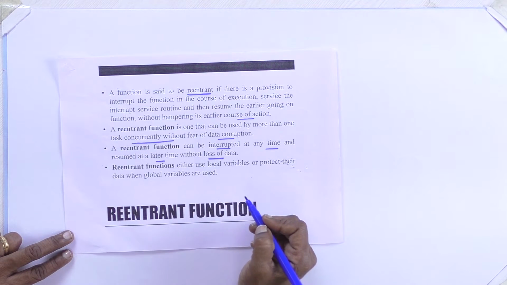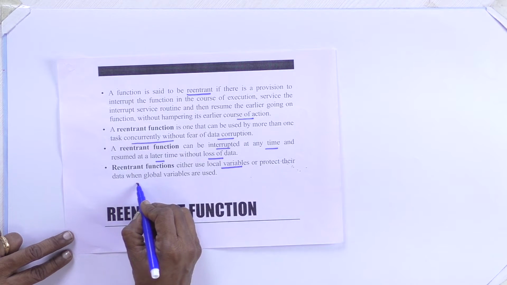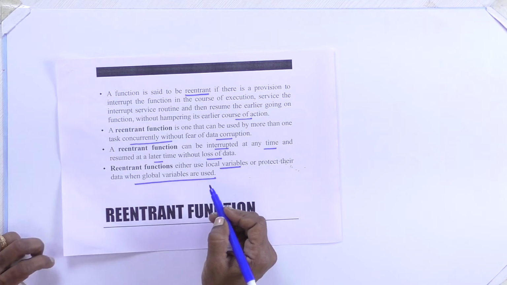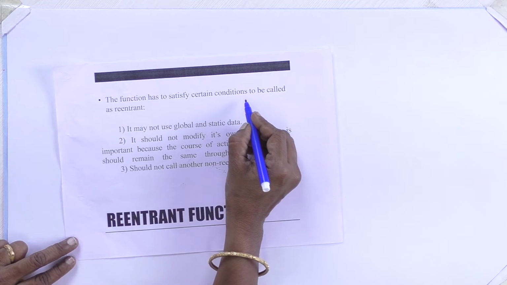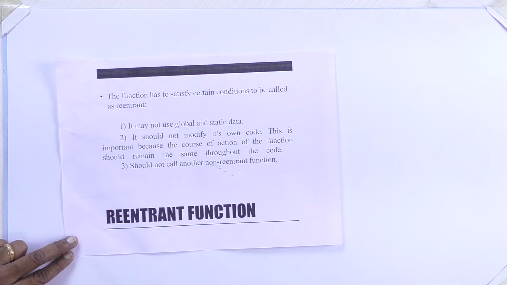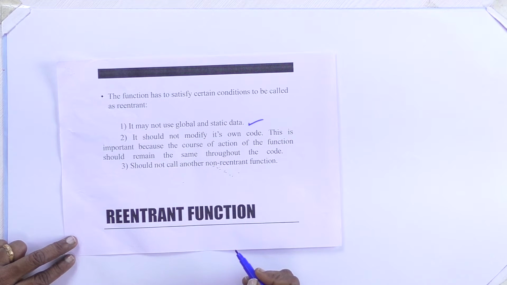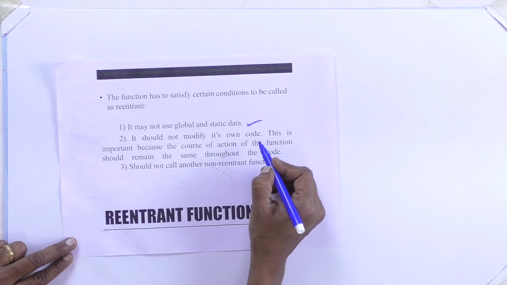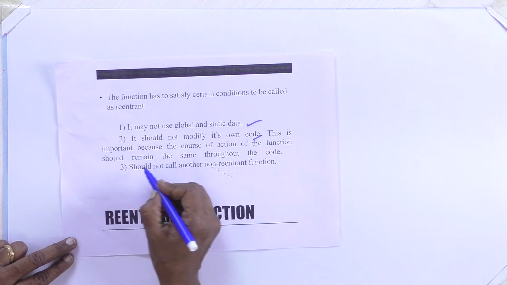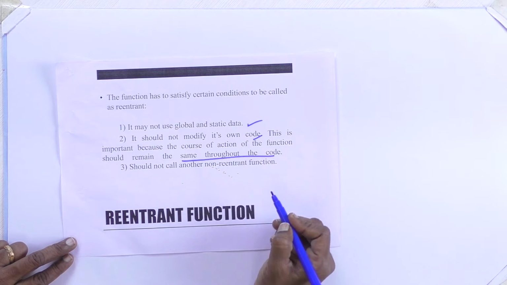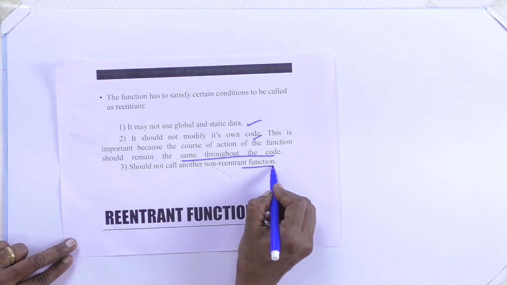A reentrant function either uses local variables or protects its data when global variables are used. A reentrant function has to satisfy certain conditions so that it can be called reentrant. It may not use global and static data. It should not modify its own code. This is important because the course of action of the function should remain the same throughout the entire code, and it should not call another non-reentrant function.